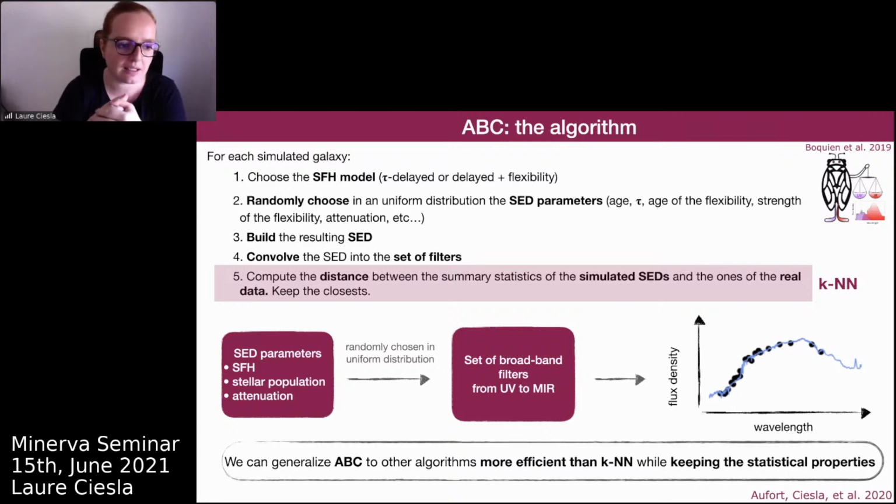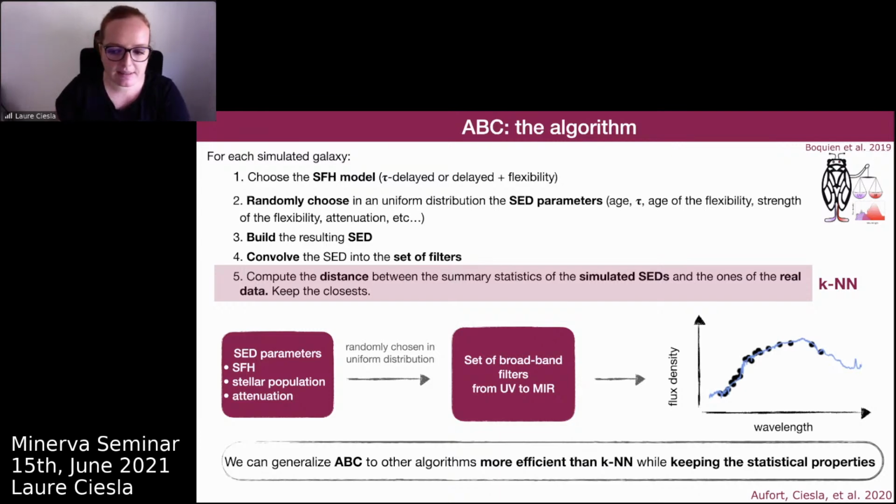So you build the resulting SED, and you convolve the SED into different sets of filters. Here we use from UV to mid-infrared filters. And then, as I explained before, you compute the distance between the summary statistic of the simulated SED and the one of the real data. This last part is really what we call the KNN part of the ABC method, ABC englobing points 1, 2, 3, 4, and how you build your SED parameters from different distributions. And this is why I used SED modeling, because we have a clear view of the range that should be used for the age, for the attenuation, etc., for the properties.